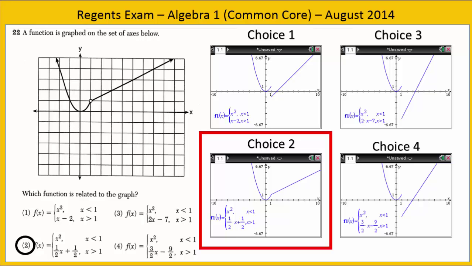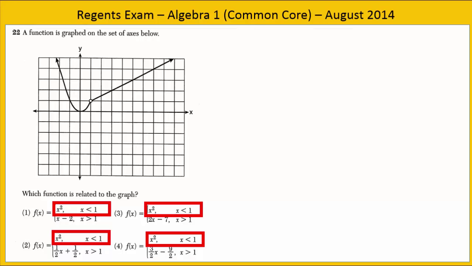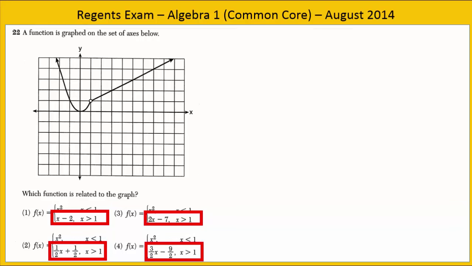We could also do this by visually inspecting the graph. Notice that for the first piece of each of the functions, they're the same. F of x is x squared when x is less than 1. And so this isn't as much of a concern to me. The difference is in the linear piece. Let's take a look at the graph more carefully.